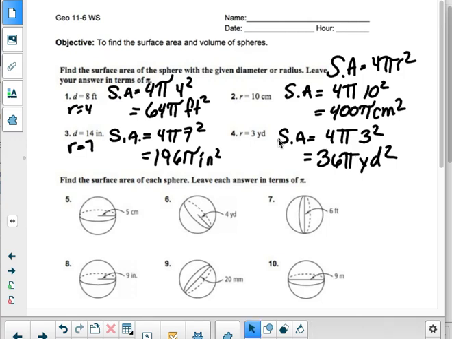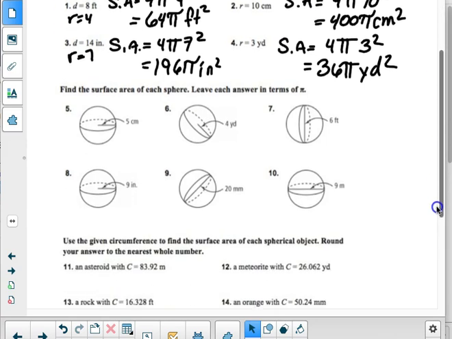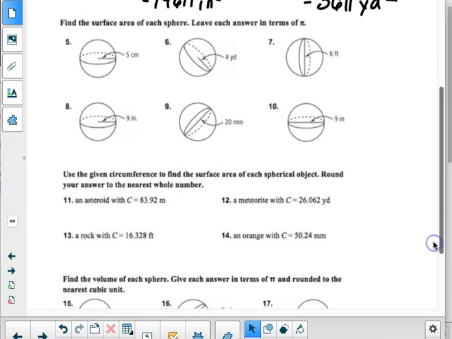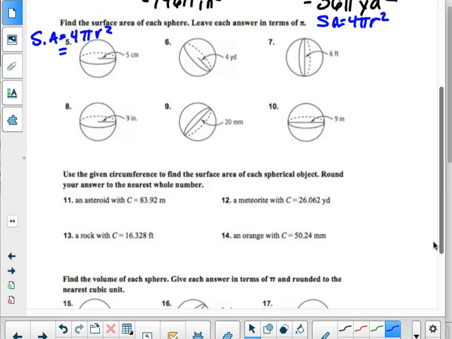Okay, no pictures, just information. That's all I need is a measurement, and I can use surface area. Now, I'm going to do surface area here as well. Again, surface area is 4 pi r squared. So, SA is 4 pi r squared, where r is 5. And this is 100 pi in terms of pi centimeters squared.